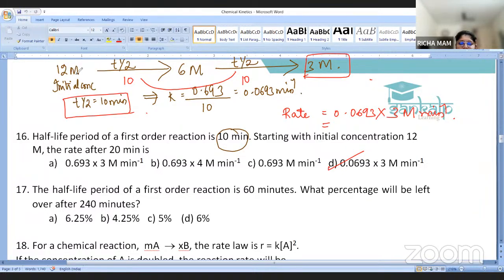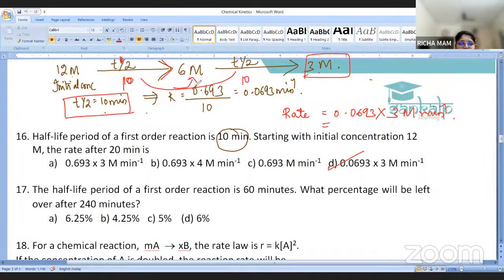Understood? So the initial concentration is 12 molar. They have given the T half. After one T half, the concentration is converted into half, so it will be 6 molar. Again, if you apply the half life period, it will be 3 molar. The half life is given as 10 minutes, so after 10 minutes the concentration has reached 6 molar.